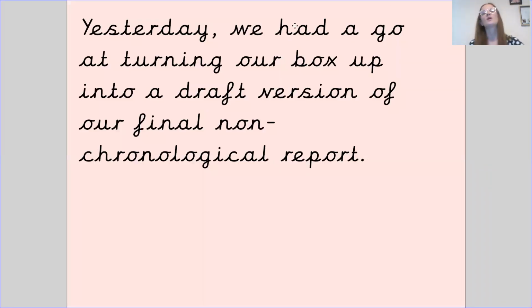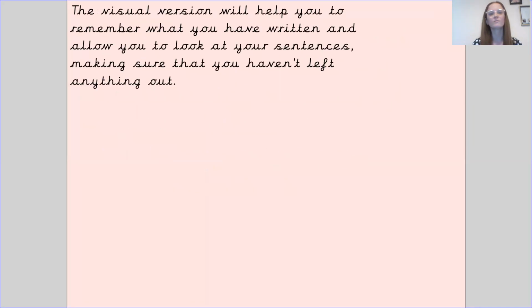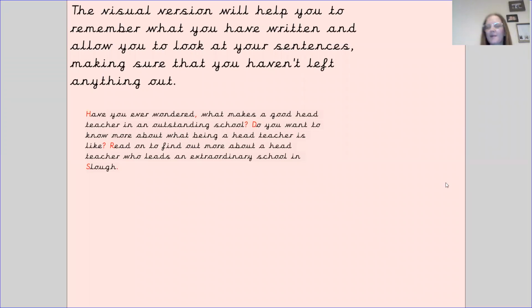So yesterday we had a go at turning our box up into a draft version, as I mentioned, and today you're going to create a visual representation of your own non-chronological report. The visual version should help you remember what you have written, and it should allow you to look at your sentences, making sure that you haven't left anything out. So I'm going to use my introductory paragraph that I used when talking about Mrs. Bowen to show you an example of what you will be doing.